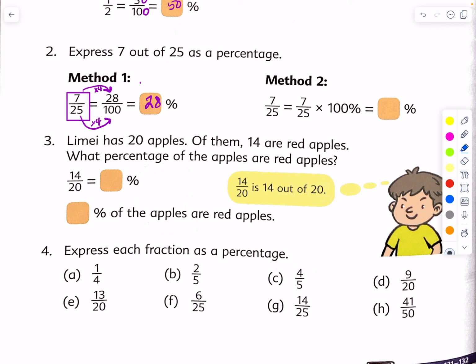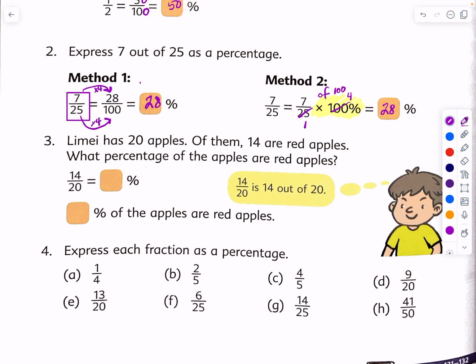Another method which we will find to be very useful. We can say that this is 7/25 of 100 and use multiplication. Simplify before you multiply. 25 is divisible by 25, reduces to 1. 100 is divisible by 25, reduces to 4. 7 times 4 is 28%.